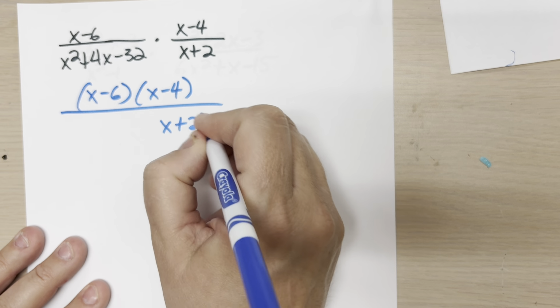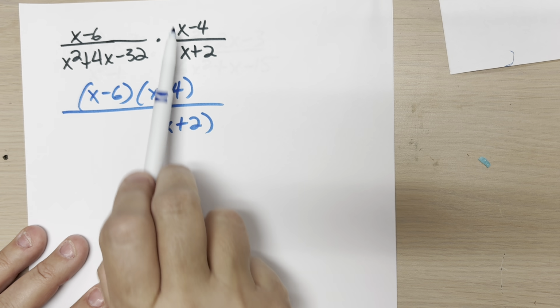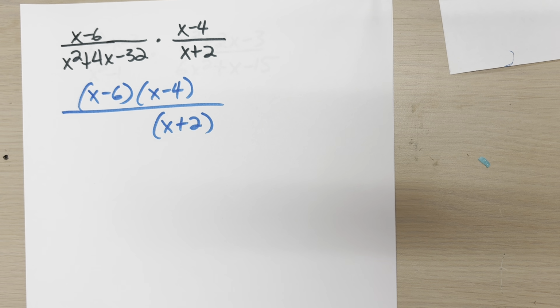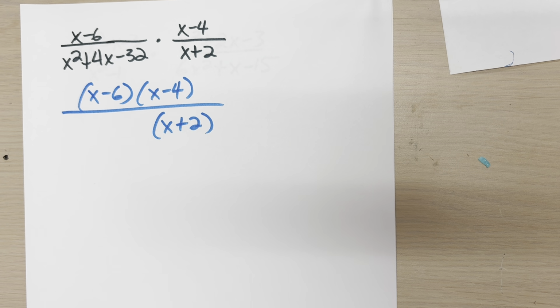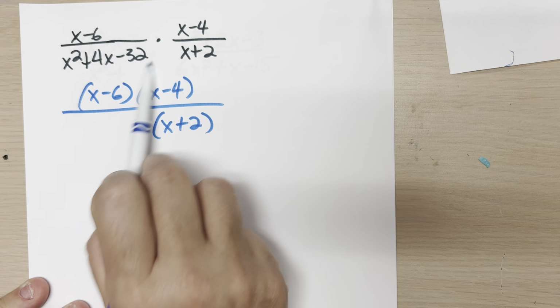X plus 2, nope. Now I hope you're not looking at these x's and saying, oh, they're gonna cancel, because no, they don't. This is a binomial over a binomial. Don't even think about it. Here, I need to factor.